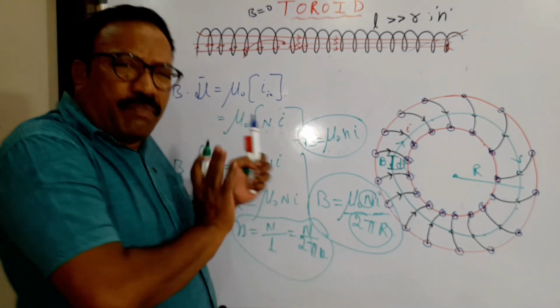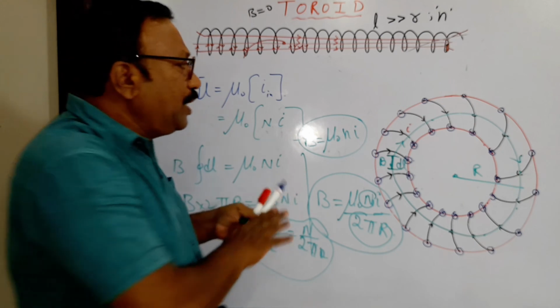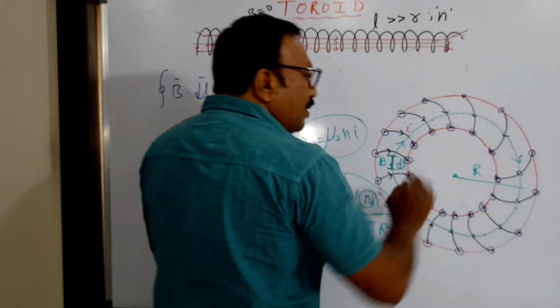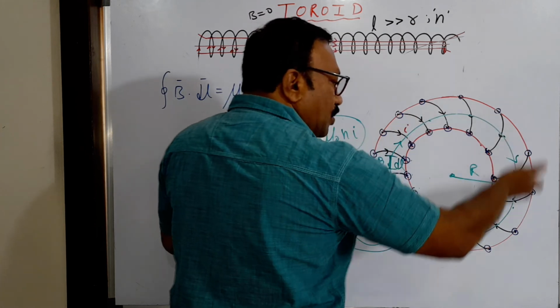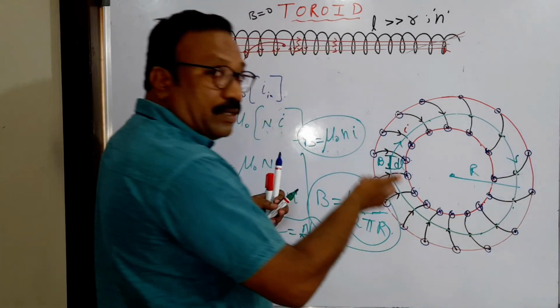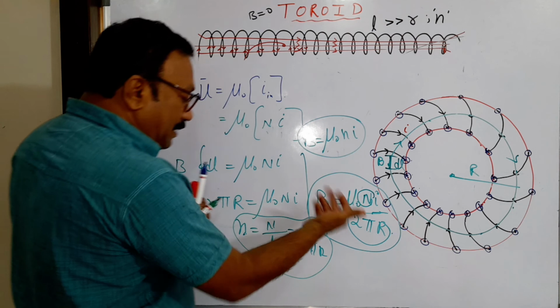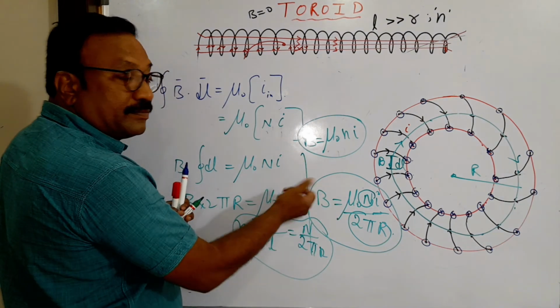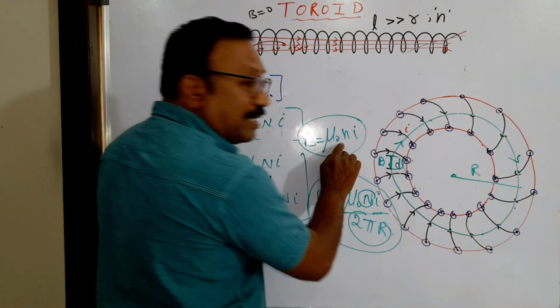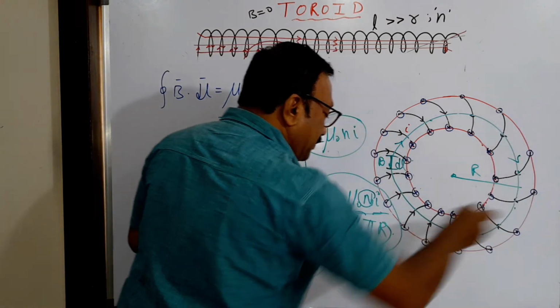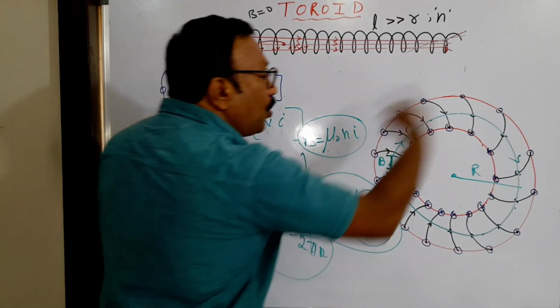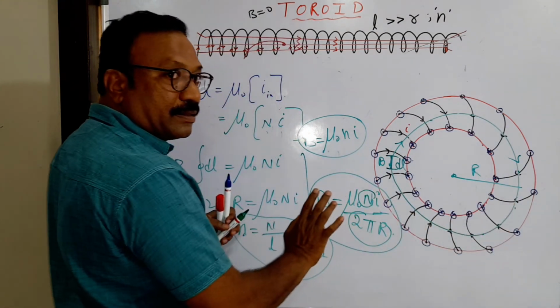So this last part is only for proof. So field over this region is 0. Field over this region is 0. Field inside this core of the toroid is this. n is the number of turns per unit length. r is the radius of the toroid, this radius of the toroid. N is the total number of turns.